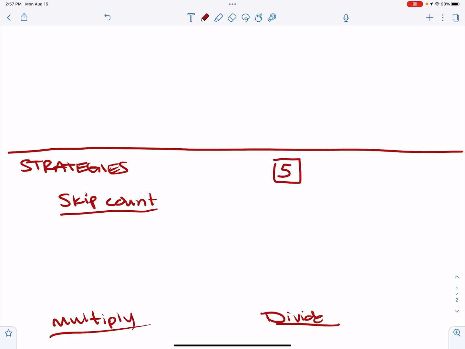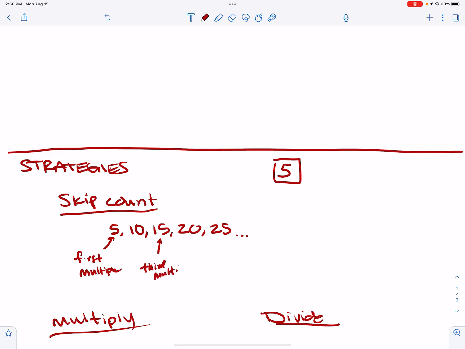When you skip count by 5s, it's going to be all the numbers that you land on. So from 0, you'll land on 5, 10, 15, 20, 25. And you could go on and on and on like this if you wanted. And so this here would be the first multiple. 10 would be the second. 15 is the third. And so on and so on.